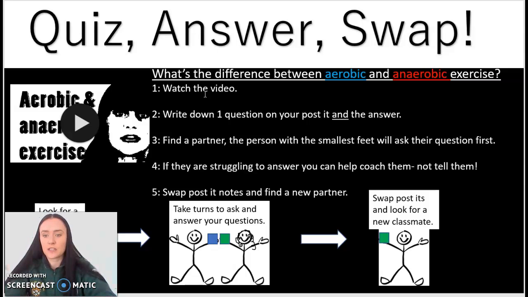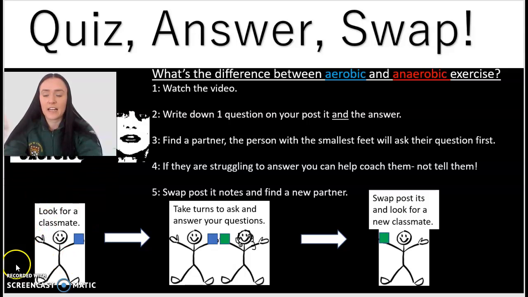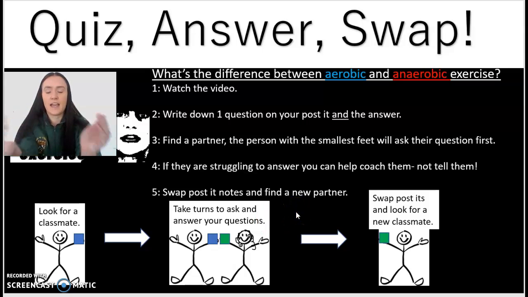I'd give everybody a post-it note. So on their post-it note, they're going to write down one question about either aerobic exercise, anaerobic exercise, the difference between the two. Completely up to them. They can write their own question. And then they're also going to write the answer on the post-it note as well. Then what they're going to do is find a partner. So they'll look for a classmate. They'll take their post-it note. The partner with the smallest feet, just for argument's sake, will ask the first question. So then they'll take turns to ask the question that they've got on their post-it note and answer it.